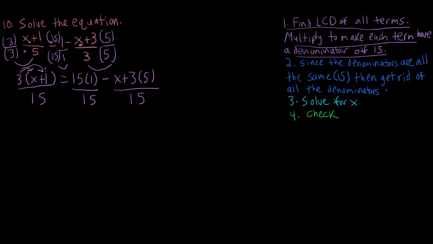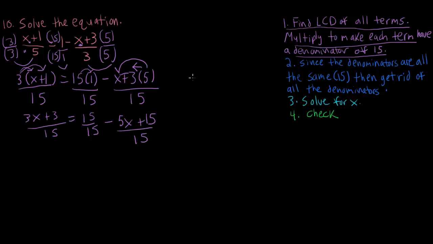And then we can just distribute the numerators. So 3x plus 3 times x is 3x, 3 times 1 is 3, over 15 equals 15 times 1 is just 15 over 15, and then we can distribute this 5 times 3 and then 5 times x, so minus 5x, 5 times x, 5x, 3 times 5 plus 15 over 15, and then step 3.